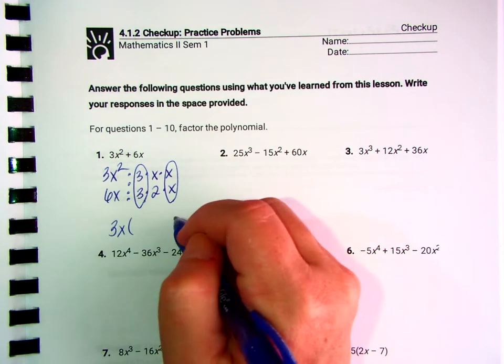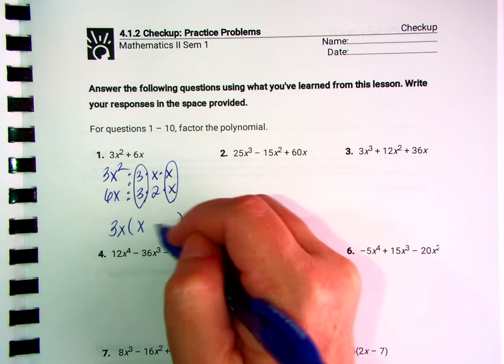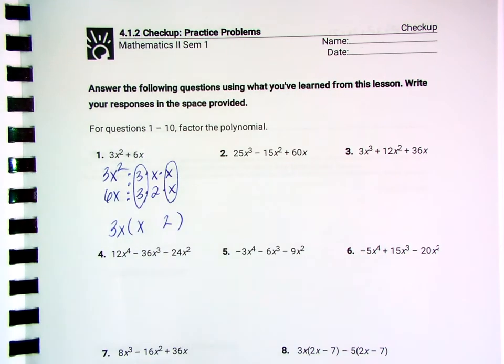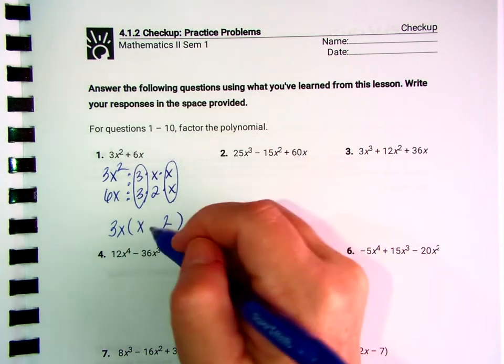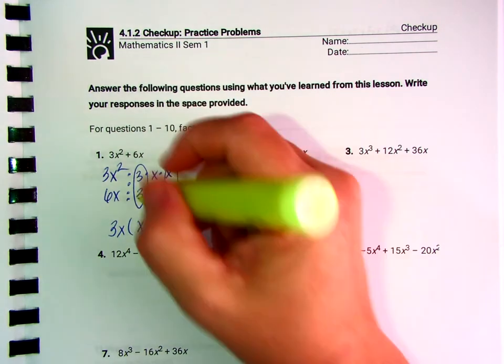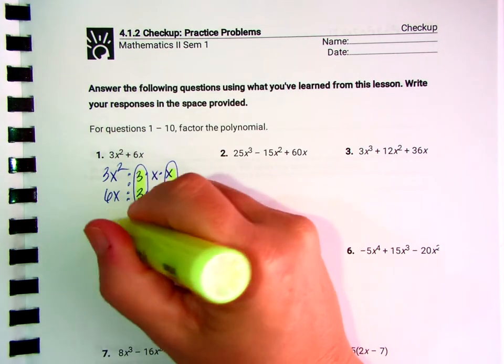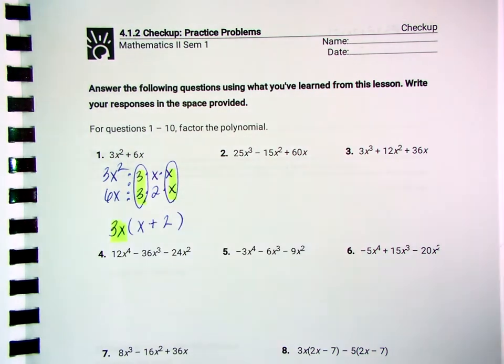This would be my common factor that goes out in front, and the remaining terms would be what is left inside. And then the sign from the original becomes the sign at the bottom. So my common factor is 3x, and what's left over is the x plus 2 inside.